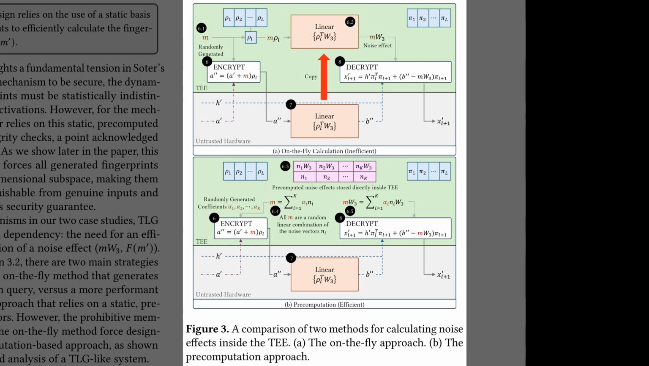So, Figure 3 contrasts the safe but slow approach with the fast but vulnerable one. In Panel A, the on-the-fly method requires copying the massive weight matrix W3 into the trusted zone, marked by that red arrow, to calculate noise effects from scratch, which kills performance. Panel B shows the industry standard. Precomputation. Here the system just stores a static table of vectors, N1 through Nk, and mixes them to create the mask. This avoids the heavy lifting, but restricts all noise to a fixed subspace, opening the door to attacks.